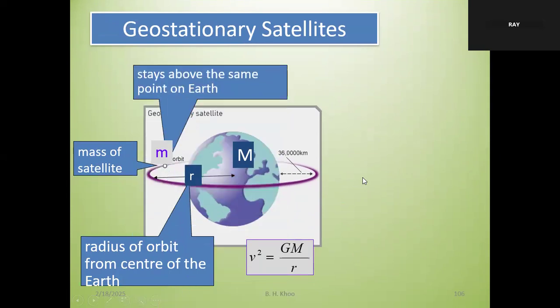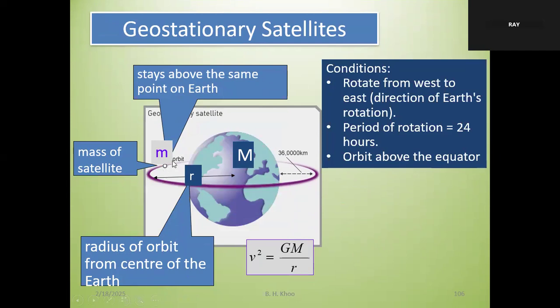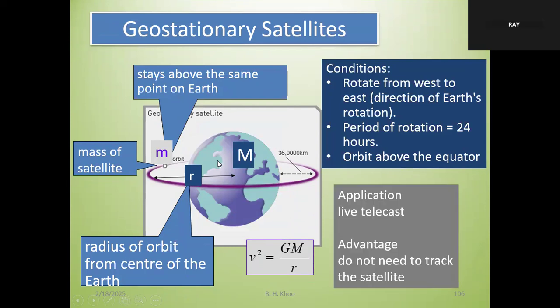Then we come to the geostationary satellite or geostationary orbit. Essentially, the satellite stays above the same point on Earth. One good thing is live telecast: I just send the signal up, and then it sends it to the receiving station. You don't have to track where the satellite is; you just put your antenna direction toward the satellite, and that's all. No need to keep tracking or changing the antenna direction.